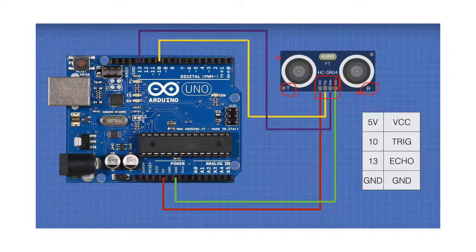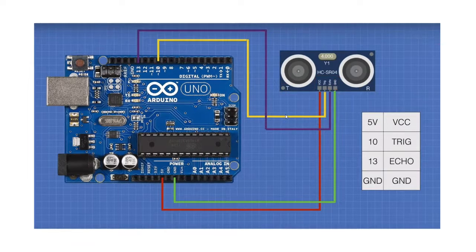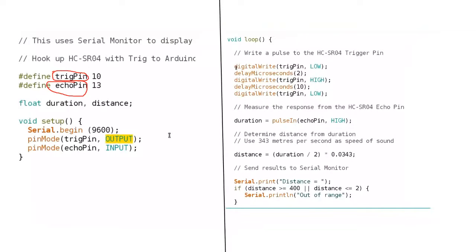This is the one which we have connected to pin number 10. And then the echo pin, which is this one here, we have connected it to pin number 13, if you're able to see. So when we go to the code, it actually shows what we're talking about. We are saying there is pin 10 and pin 13. All these ones have been connected.